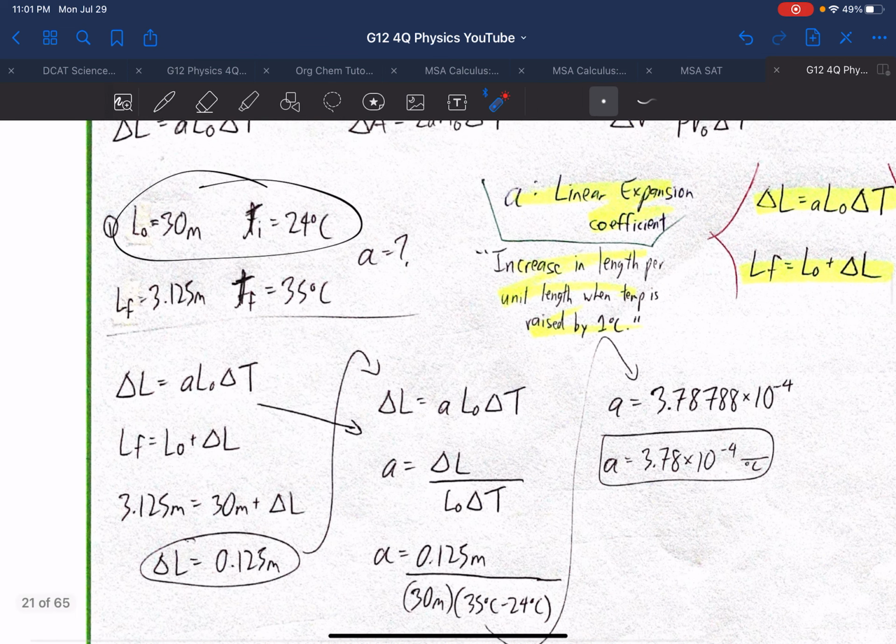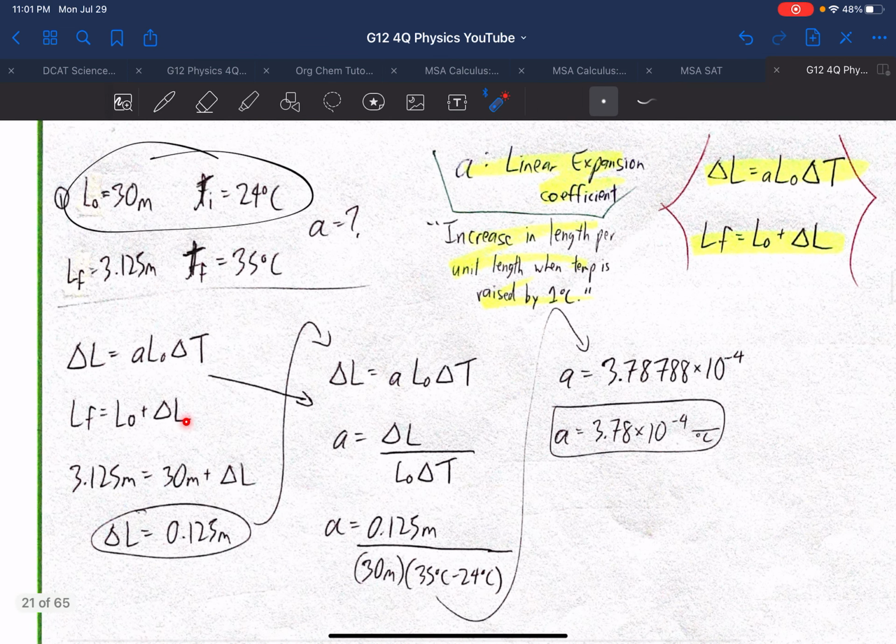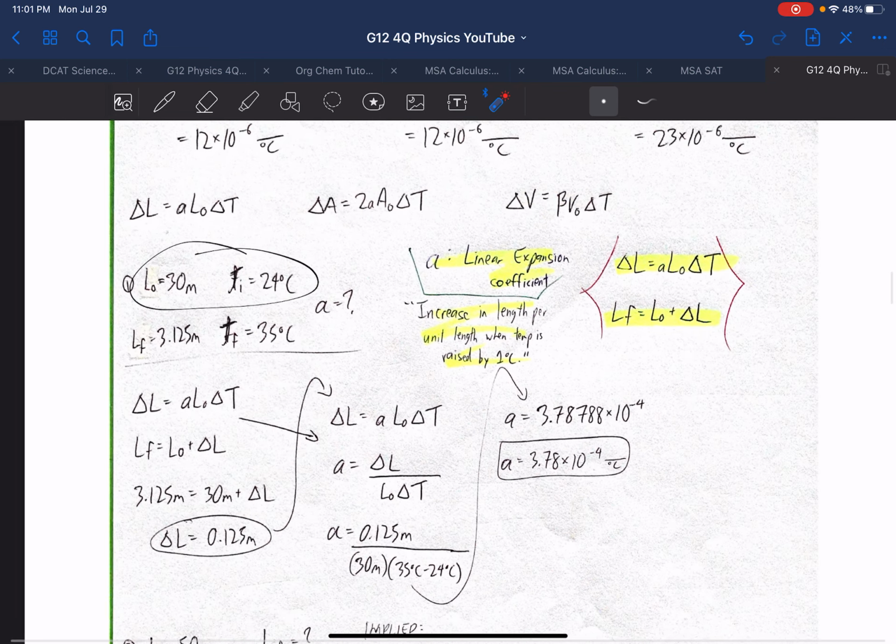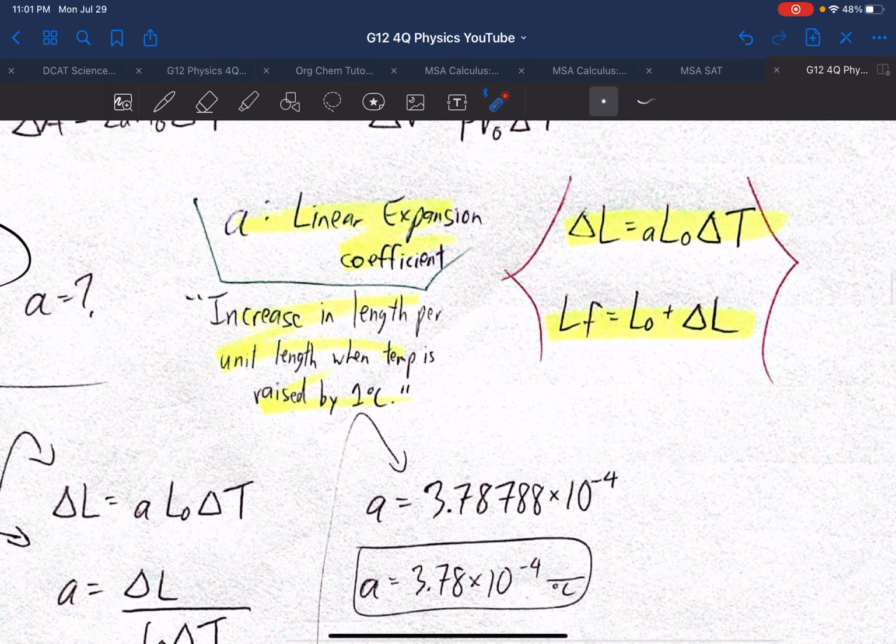Okay. So after manipulating the equation, we have found the change in length, that is 0.125 meters. Looking for A, we manipulate this equation into this, and we fill in the values. The answer for the linear coefficient is 3.78 times 10 raised to negative 4 per degrees Celsius. So what is the linear expansion coefficient in the first place? This is basically the increase in length per unit length when the temperature is raised by 1 degree Celsius.